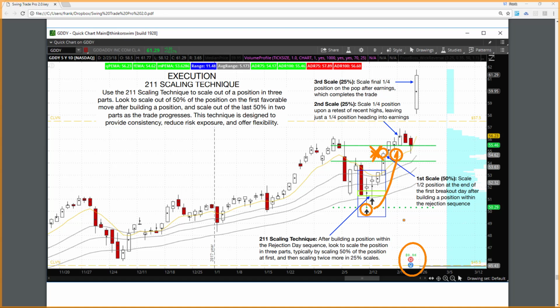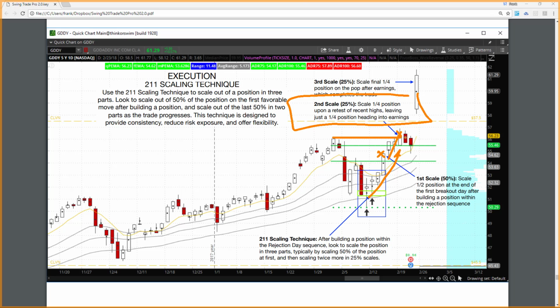And that was what was so great about this idea. You can get long ahead of earnings and then buy the rumor, sell the news, or if earnings kills it, then you're making even more money. And so again, the goal is to buy this heading into earnings. You take half off at the target zone. Again, another big pop up to this high, and that's another great time to take off the second scale, and that's a quarter of your position.